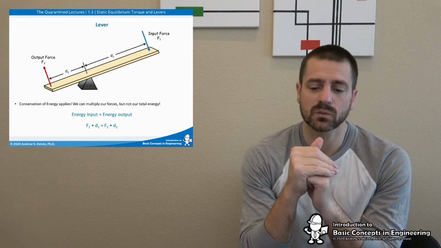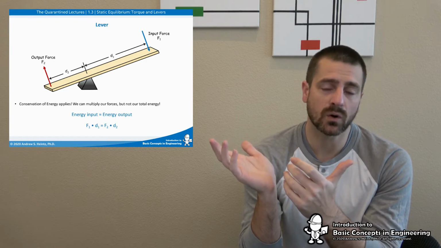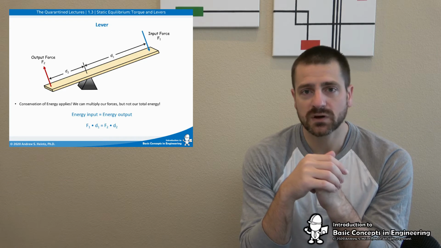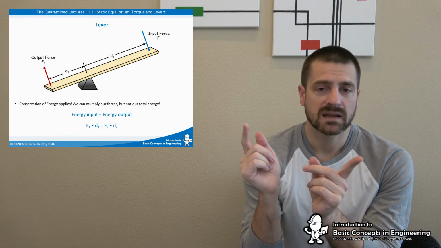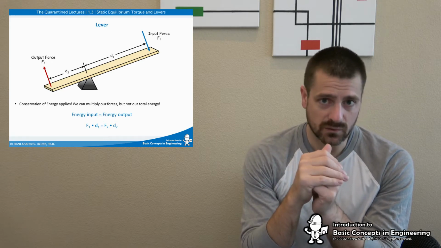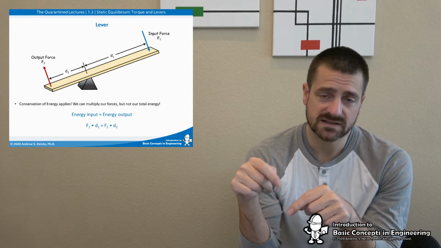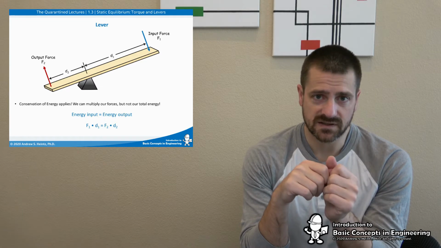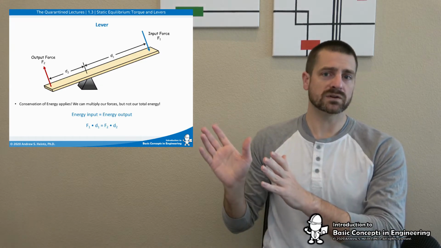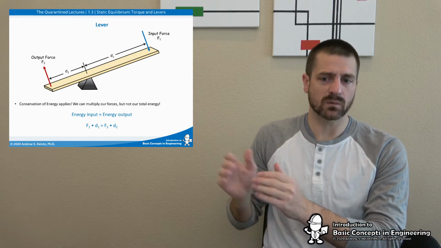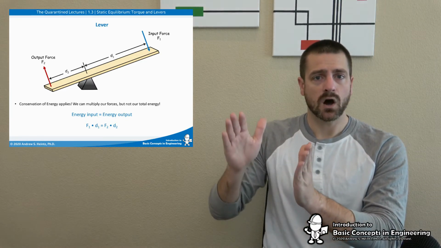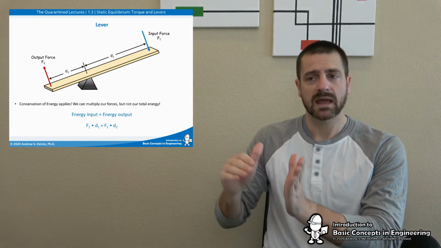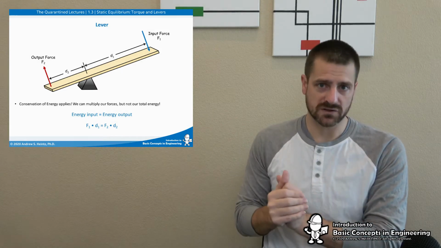So in this case, we have really the equation for our lever, which is energy input equals energy output. The force times the distance from the fulcrum equals the force times the distance from the fulcrum, right? So input force times the distance equals output force times the distance. So what does this really mean to take away? What it means is that we can put a smaller weight on a shorter lever and lift a larger weight that's on a much larger lever, right?